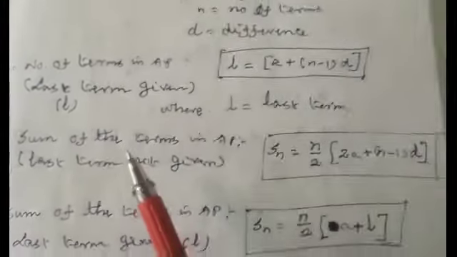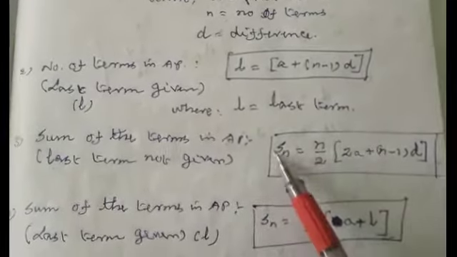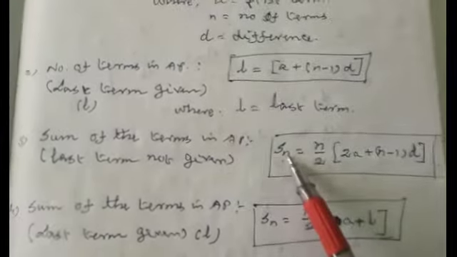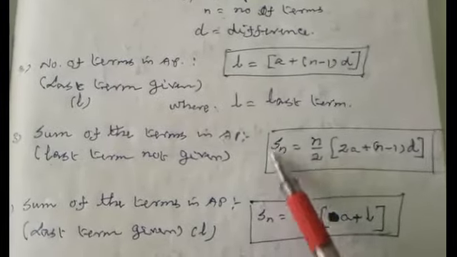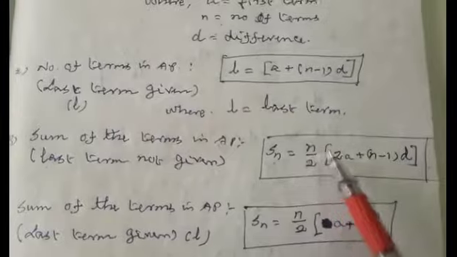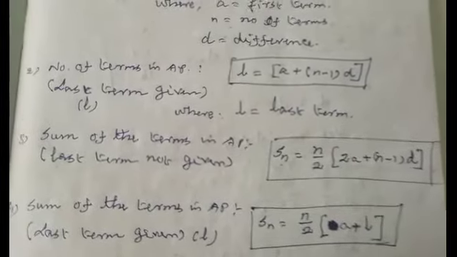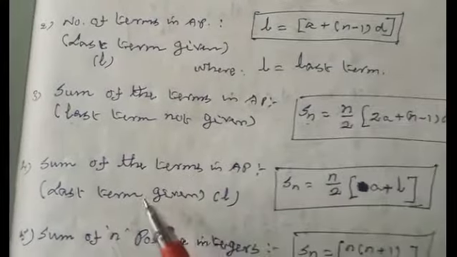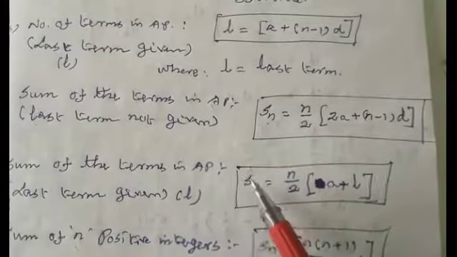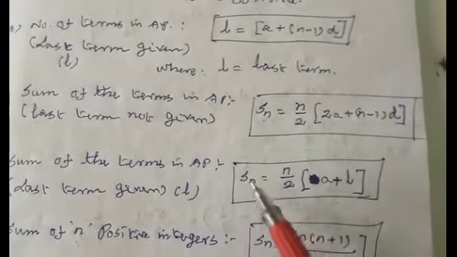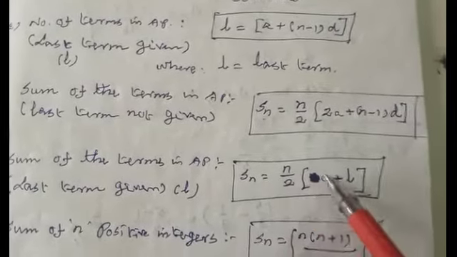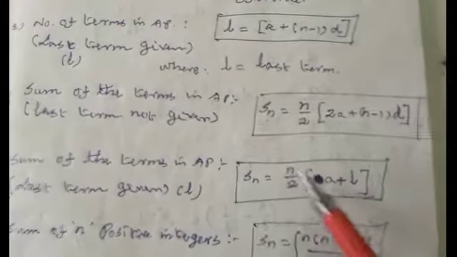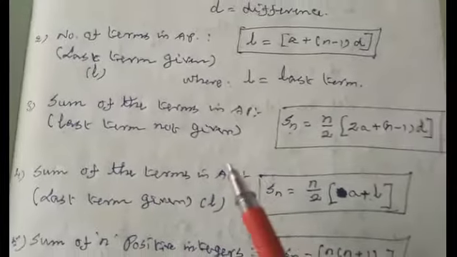And the third formula, sum of the terms in arithmetic progression when the last term is not given. Sn, S means sum. So the sum of the terms Sn is equal to n by 2 into 2a plus n minus 1 into D. And similarly sum of the terms in AP when the last term L is given, Sn is equal to n by 2 into a plus L. A means first term, L means last term, n means number of terms.